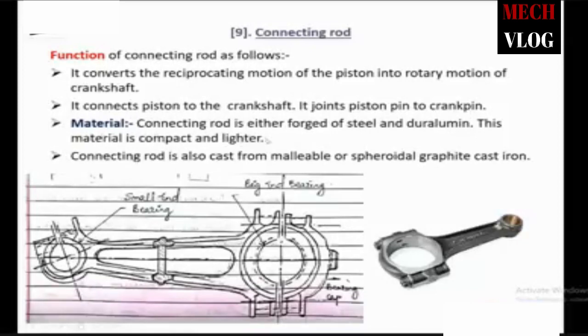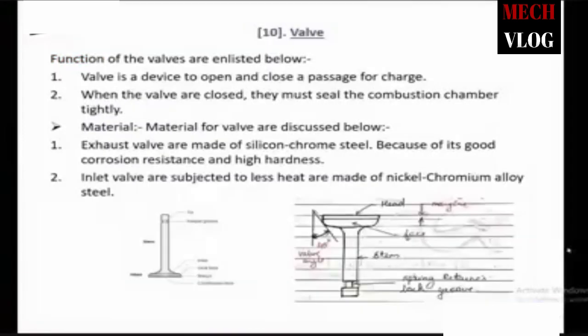The material: the connecting rod is either forged of steel or duralumin. This material is compact and lighter. The connecting rod is also cast from malleable or spheroidal graphite cast irons. You can see in this figure, a rough sketch showing the connecting rod. It has a small end and a big end. The small end is connected to the piston and the big end is connected to the crankshaft.